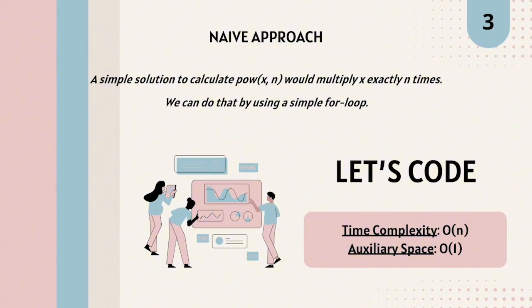There is a naive approach for it. So what do we do? Simple, no-brainer, we multiply x n number of times. How do we do it? We can do it simply by using a for loop. Simple concept, but it takes time complexity O(n) and auxiliary space O(1). So this is a layman approach, a very easy approach.